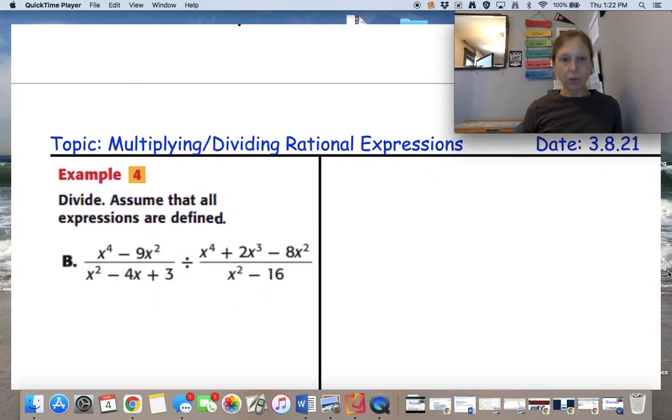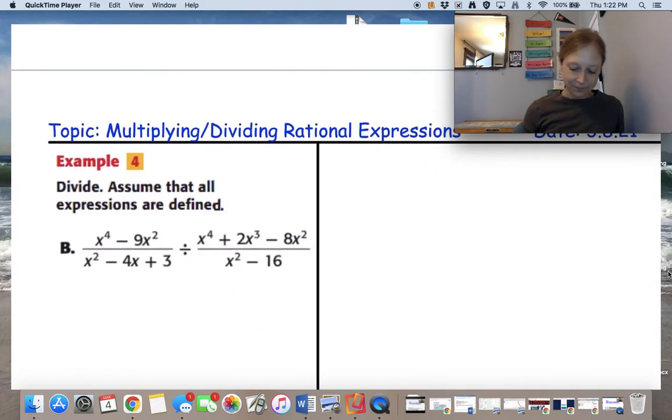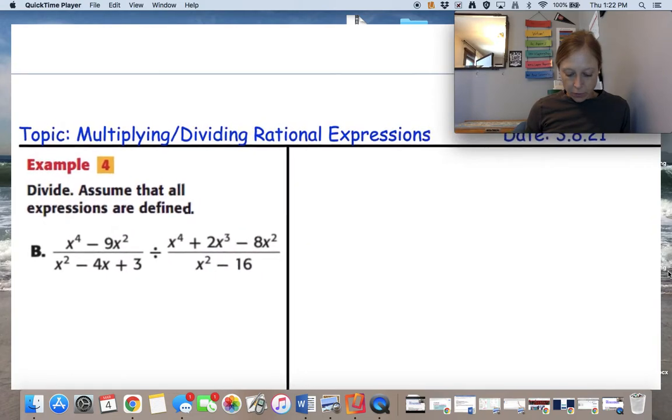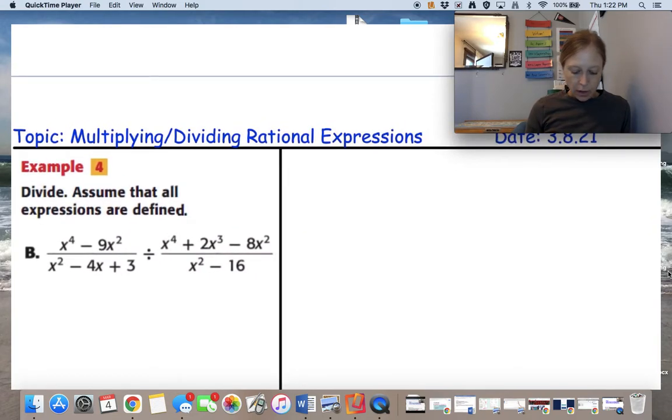Okay, let's try some with polynomials in them. Okay, so I think when I rewrite these, I'm going to factor them at the same time. It'll just save some writing and hopefully feel like a little bit less work. So this first fraction is going to stay the same. I'm just going to rewrite it in factored form. So it looks like I'll factor out an x squared.